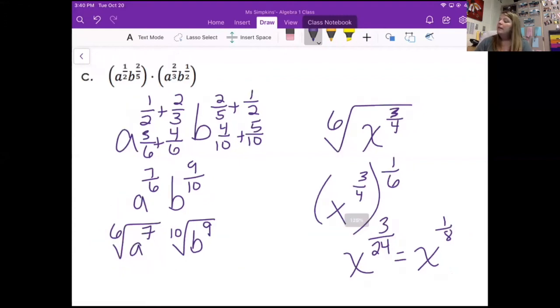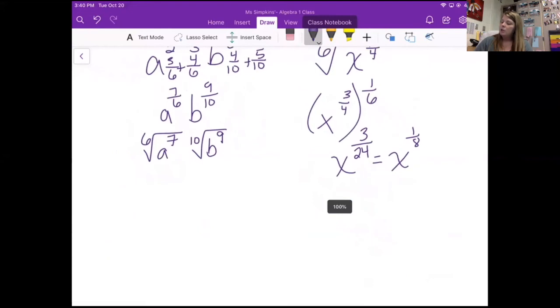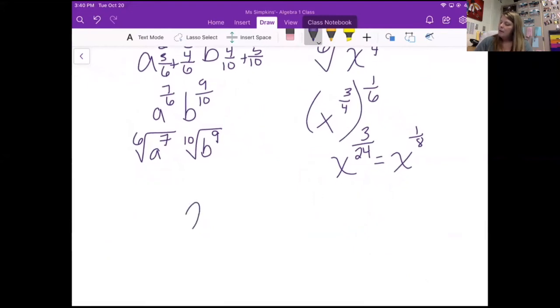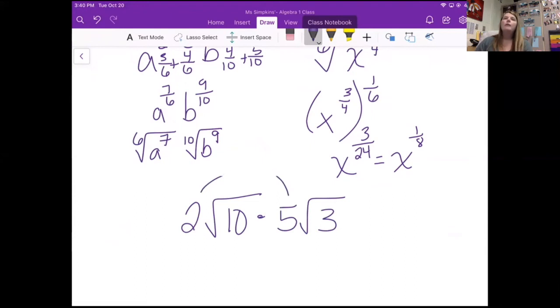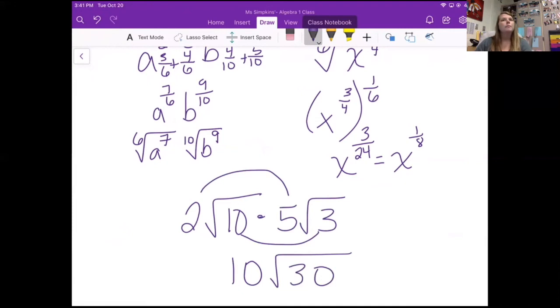Okay. The other thing that I just wanted to touch on really quickly is if we're multiplying, you are going to multiply the outsides, 2 times 5, 10, and then multiply the insides, 10 times 3, 30. Okay, I should make that clear. All right. That's all I have today.